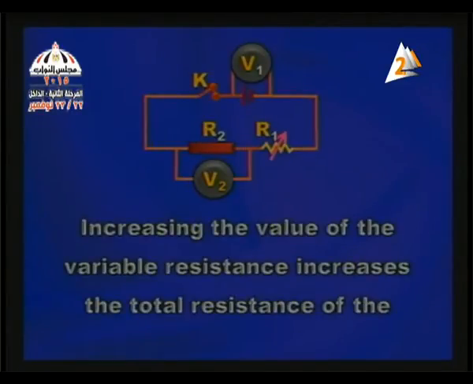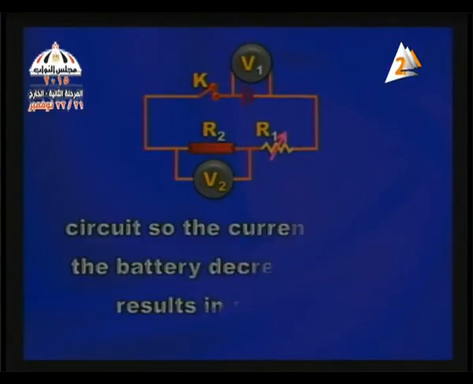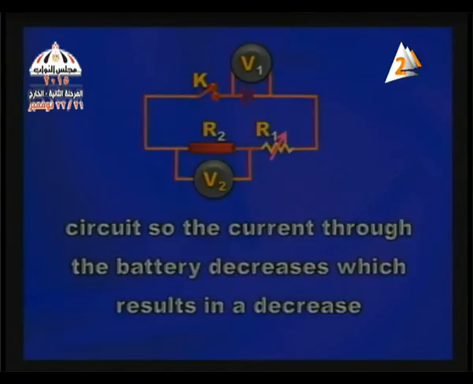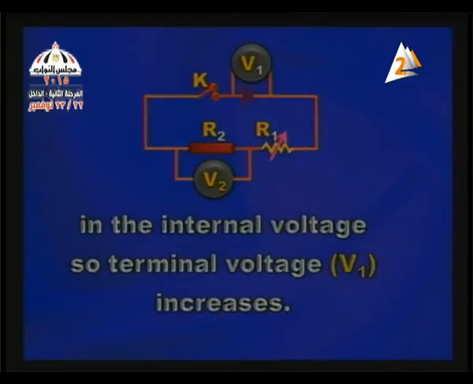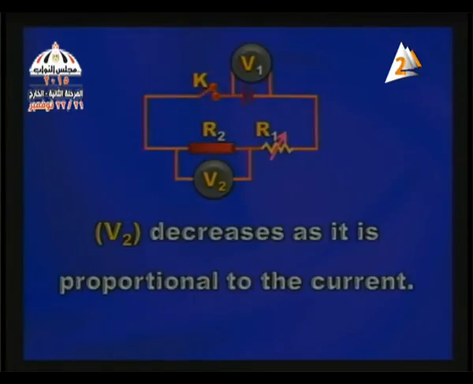Once again, increasing the value of the variable resistance increases the total resistance of the circuit, so the current through the battery decreases, which results in a decrease in the internal voltage, so the terminal voltage, which is V1, increases. V2 decreases as it is proportional to the current.